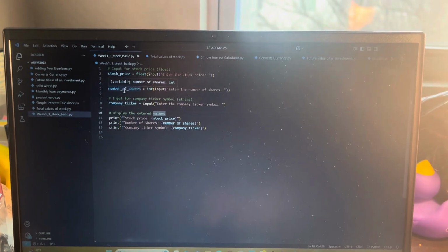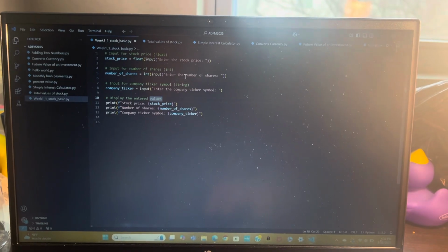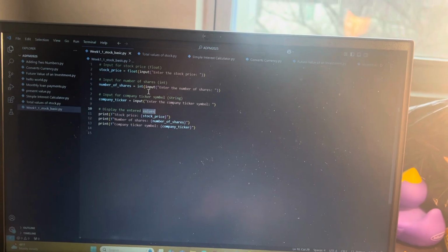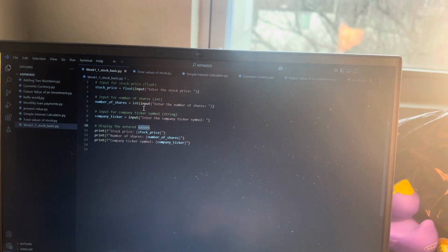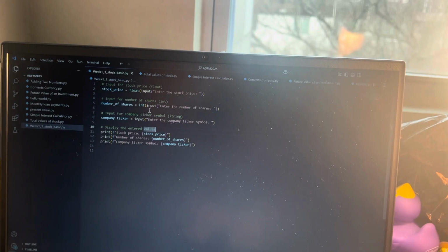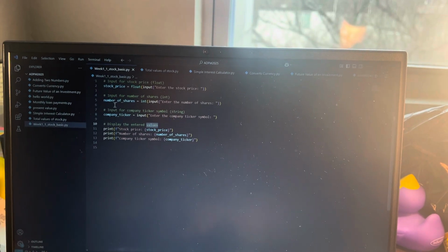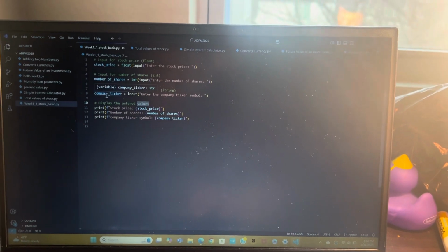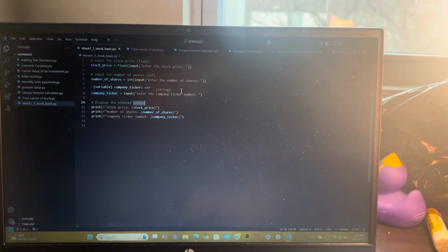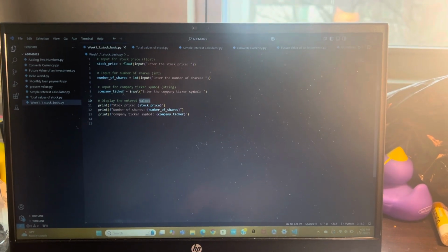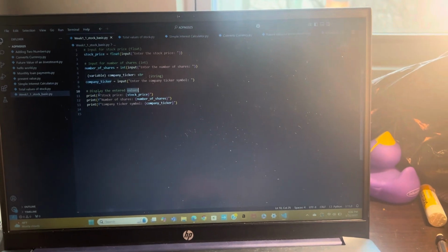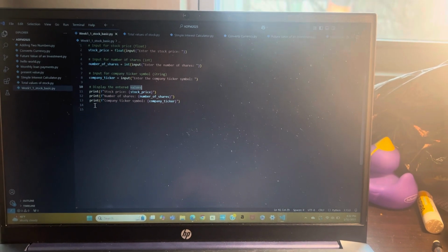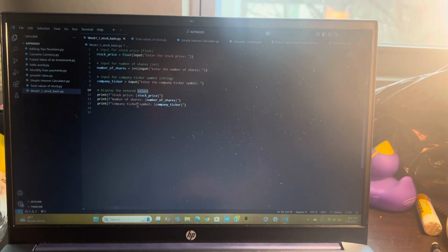This fourth line prompts the user to input the number of shares, and that input is a string that is converted into an integer, and that value is stored in the number of shares. For line 6, it prompts the user to input the company symbol, and then it's stored under the company ticker. Then lines 8 through 10 just print the values that were calculated.